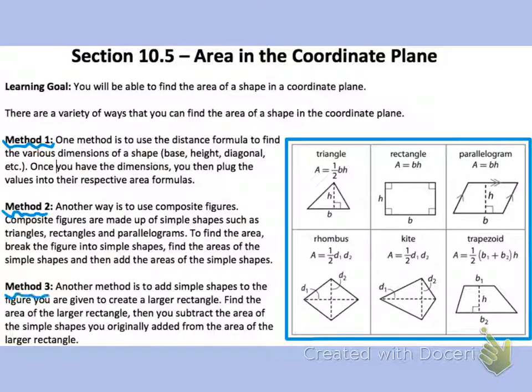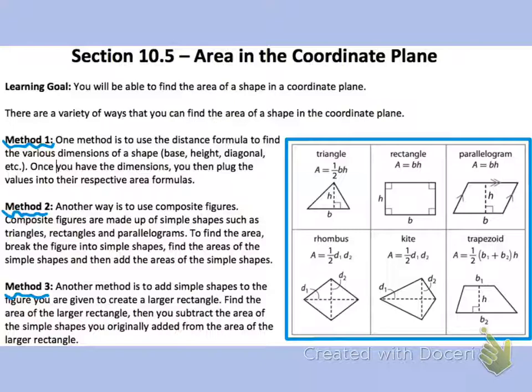And the third method would be to add simple shapes to the figure you are given to create a larger rectangle. So let's say you have an irregular shape, or maybe it's a parallelogram. But say you extend out some of the sides and create almost like a box around it, a rectangle, which you do know how to find the area of, and then subtract any additional simple shapes that you added in to create that larger rectangle.